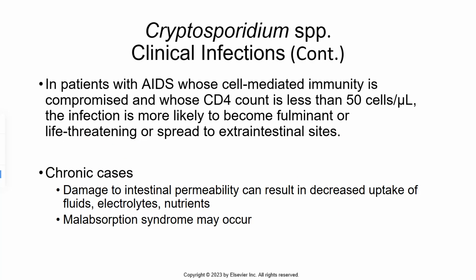In patients with AIDS whose cell-mediated immunity is compromised and whose CD4 count is less than 50 cells per microliter, the infection is more likely to be fulminant or life-threatening or spread to extraintestinal sites. In chronic cases, damage to intestinal permeability can result in decreased uptake of fluids, electrolytes, and nutrients, and you may see malabsorption syndrome occur.